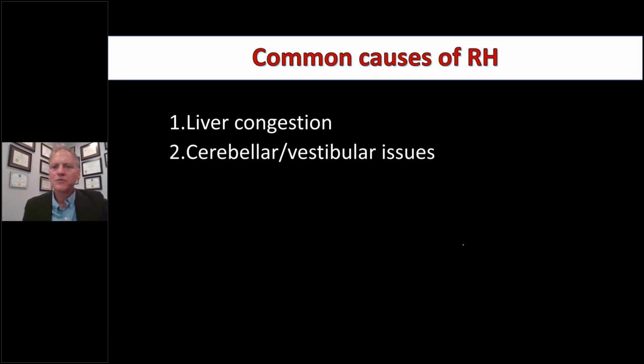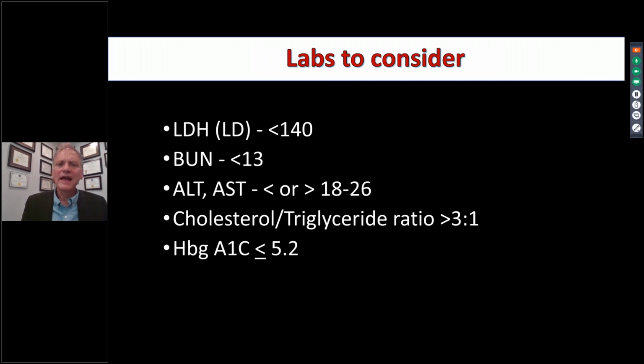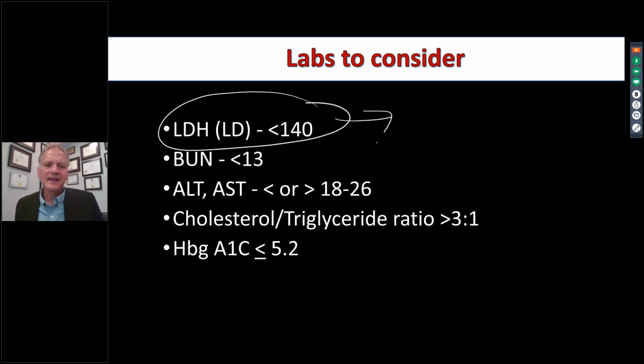Okay, common causes for reactive hypoglycemia. The most common is liver congestion. I don't know what the percentage is, but probably 70–80% of these are going to be liver congestion. There's going to be cellular valor, it could be other issues, which I'm not going to cover here because it's too broad of a subject. All right, so labs to consider for reactive hypoglycemia. If you have a lactate dehydrogenase lab lower than 140, that's a good sign they have reactive hypoglycemia.